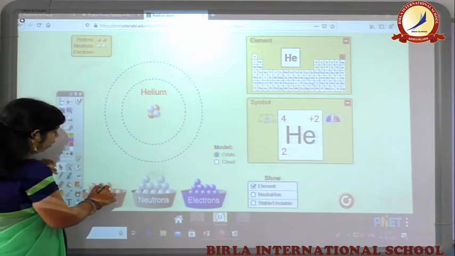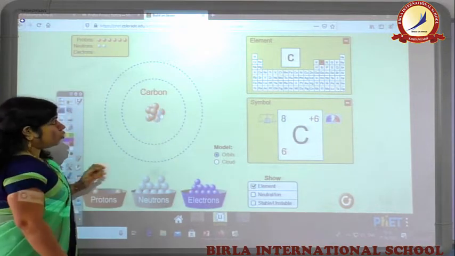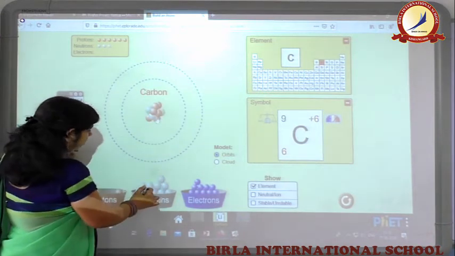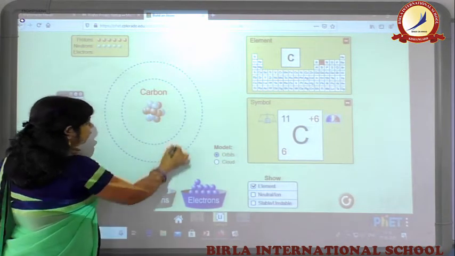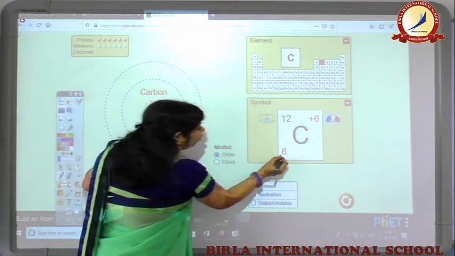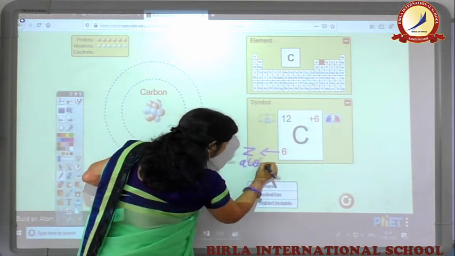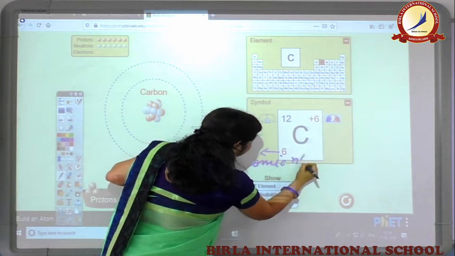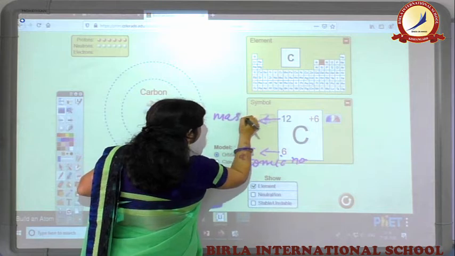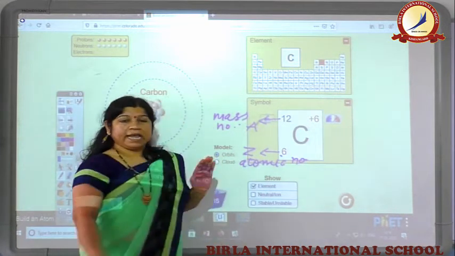We can again check for carbon. So carbon is having 6 protons and 6 neutrons. So 2 protons, 3, 4, 5 and 6. So here we now know that this is Z, and Z is the atomic number. And here that is the mass number. Mass number is represented by the letter A.